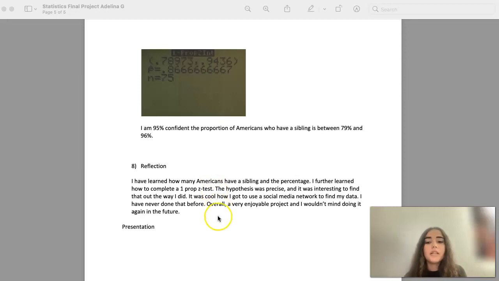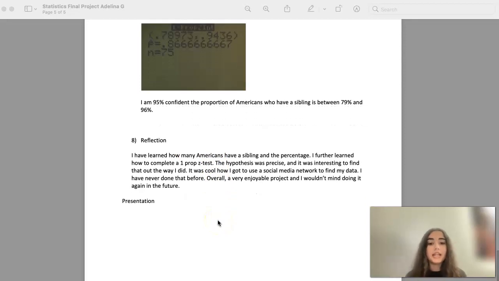I have learned how many Americans have a sibling and the percentage. I further learned how to complete a one-prop z-test. The hypothesis was precise and it was interesting to find out the way I did. It was cool how I got to use a social media network to find my data. I have never done that before. Overall, a very enjoyable project, and I wouldn't mind doing it again in the future.